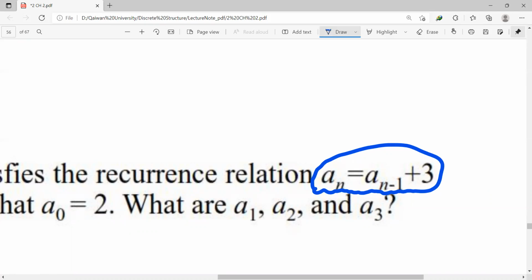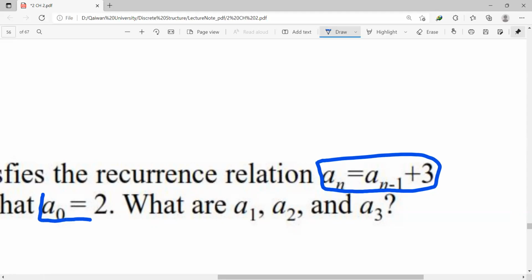Okay. We have given this relation. The recurrence relation is a_n equals a_(n minus 1) plus 3. That means each term depends on the previous one, or you can say each term is the previous term plus 3. We have given a_0, which is 2, and we should find A1, A2, and A3.